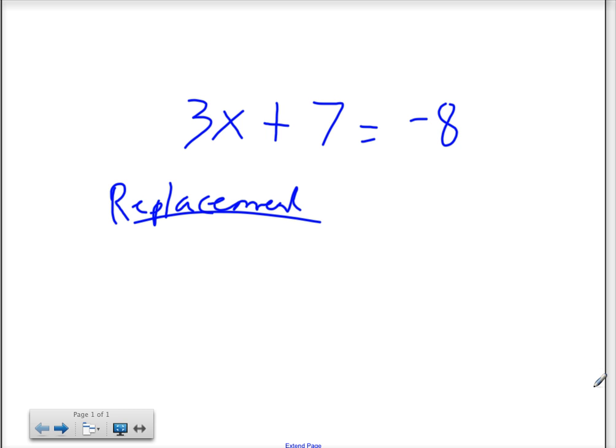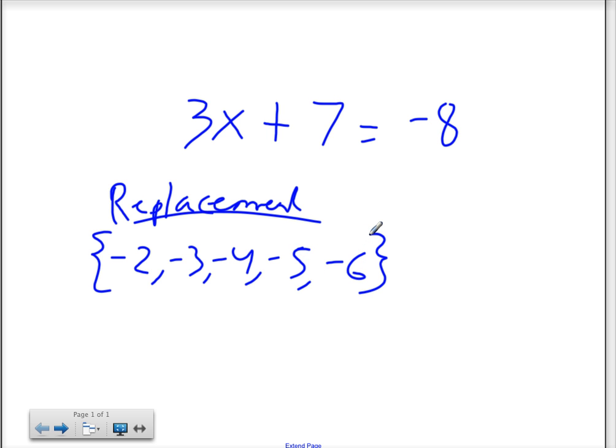How do we test it? I just want you to put it back in table form to organize it. It doesn't mean it's absolutely necessary to do it, but it's just our way of organizing our data, okay? So for example, here's my replacement set. I want you to go ahead and test -2, -3, -4, -5, -6. Let's say that. Okay? And we need to test to see which one will make it work.